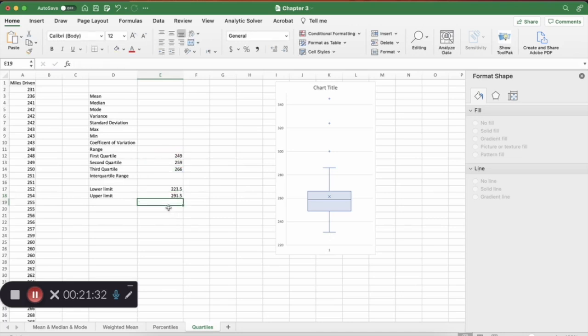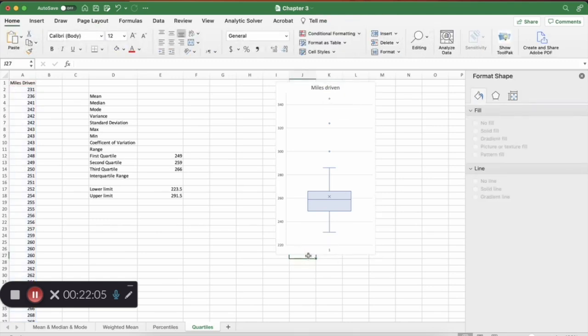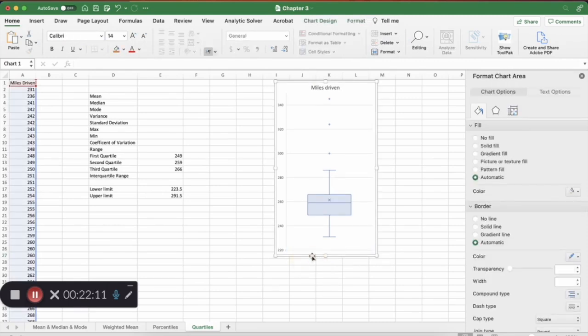This is the upper limit, right? Any value less than the lower limit or greater than the upper limit is an extreme value or outlier. Do we have outliers? Yes, we have this value and that value, because they're exceeding 291.5. So these are the quartiles and the box plot. Then you can give the name here, miles driven, right? Yeah, this is everything for chapter 3.